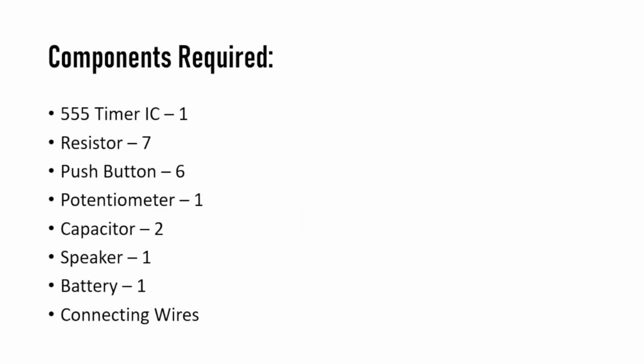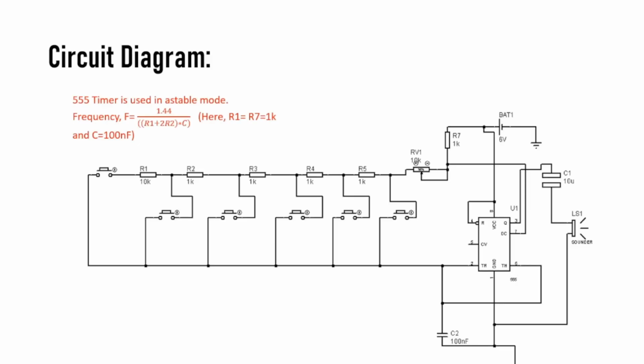The components required for this project are 1 555 timer IC, 7 resistors, 6 push buttons, 1 potentiometer, 2 capacitors, 1 speaker, 1 battery and a few connecting wires. Now let us look at the circuit diagram. Here is the circuit diagram.